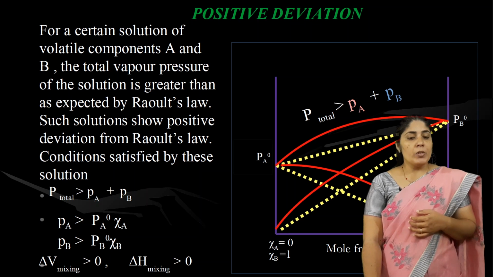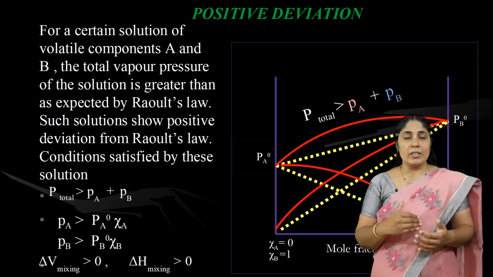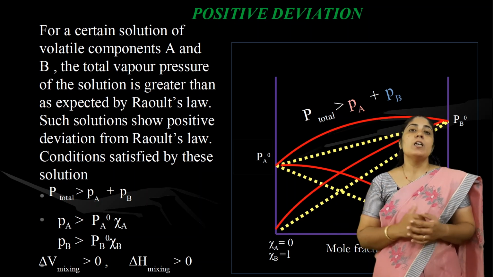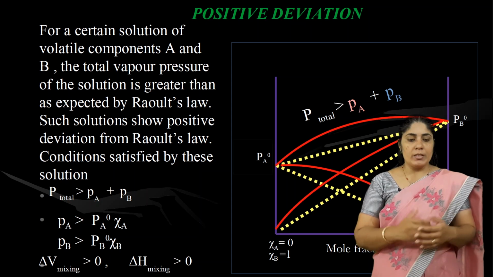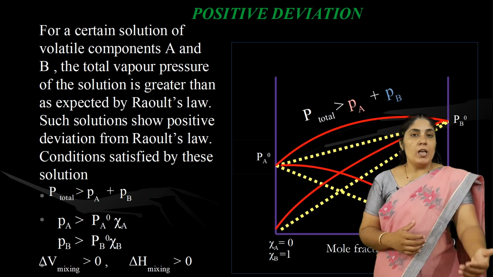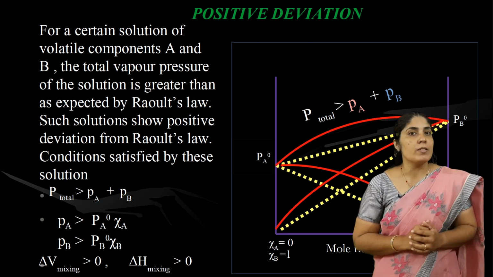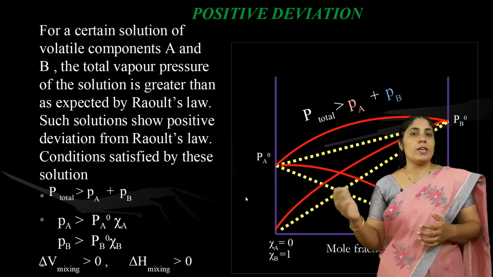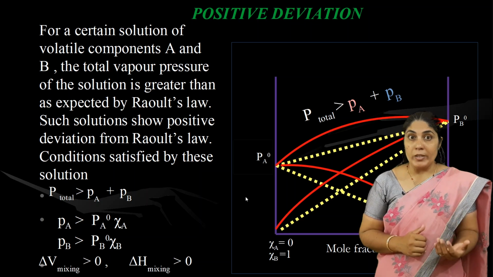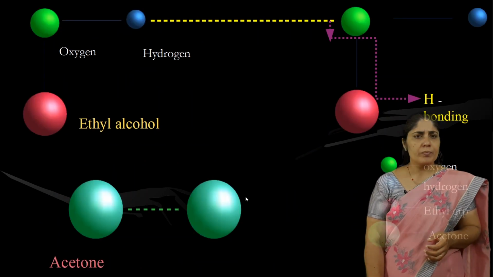Now, let's check the conditions which are satisfied by a positive deviation non-ideal solution. You can see here the conditions are that P total is greater than PA plus PB, where PA and PB are considered the sum for an ideal solution. Similarly, different conditions have been given here. A notable condition you can see here is that the delta V mixing is greater than 0 and delta H mixing is also greater than 0. The increase is not very prominent, but yet there is a small amount of increase.